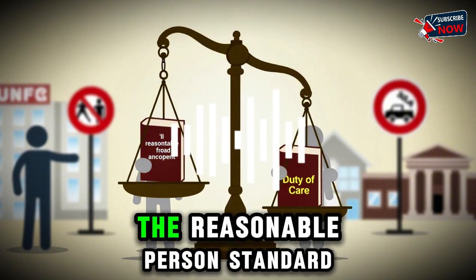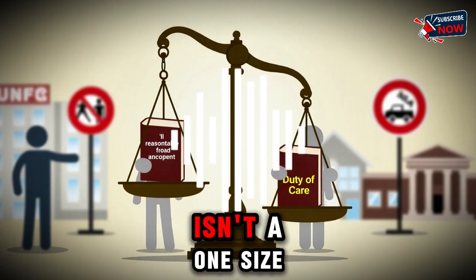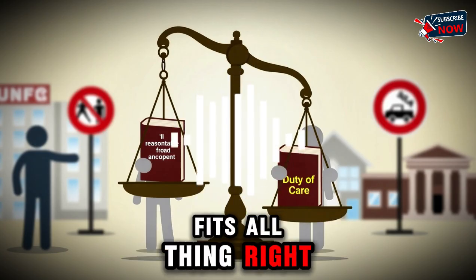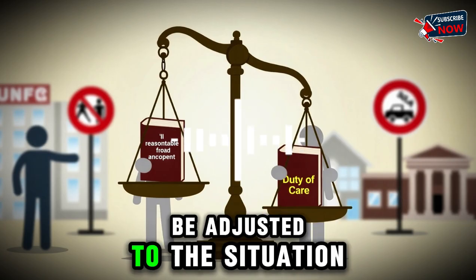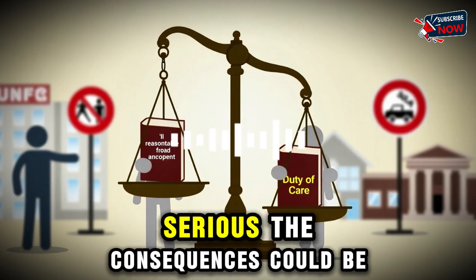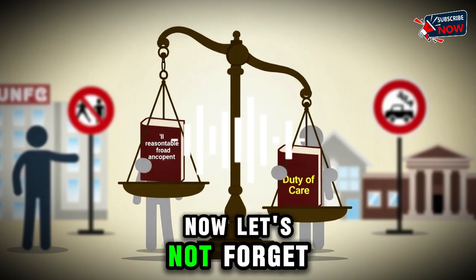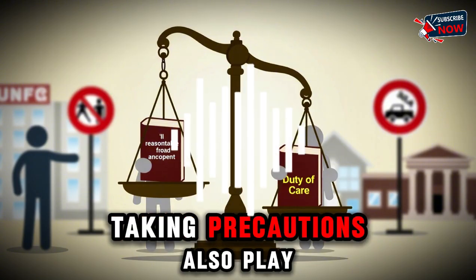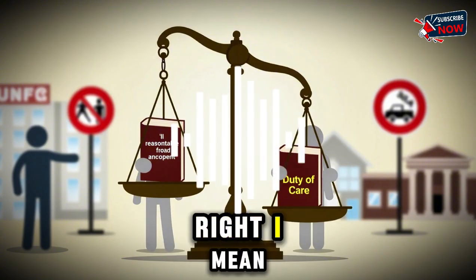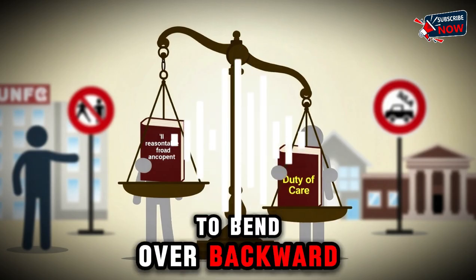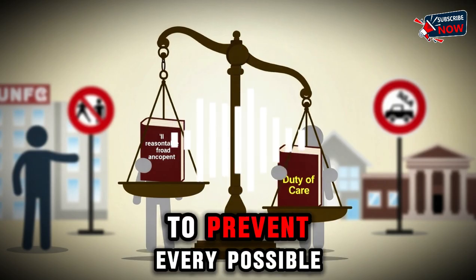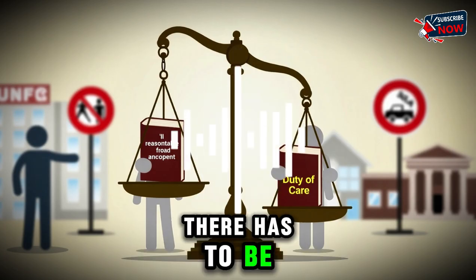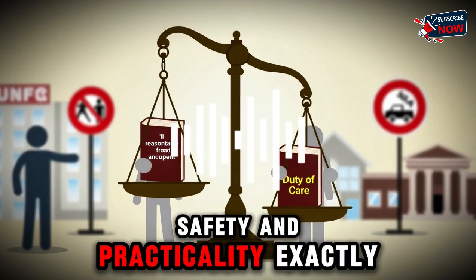It shows how the reasonable person standard isn't a one-size-fits-all thing, right? Absolutely. It has to be adjusted to the situation and consider how serious the consequences could be. Now, let's not forget the practical side of things, right? The cost and the ease of taking precautions also play a role. Right. I mean, you can't expect someone to bend over backward or spend a fortune to prevent every possible thing that could go wrong. There has to be a balance between safety and practicality.